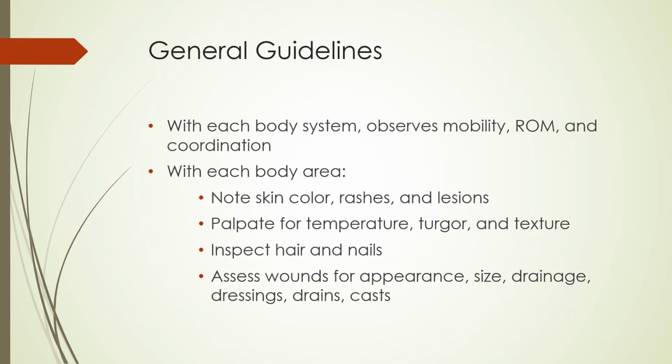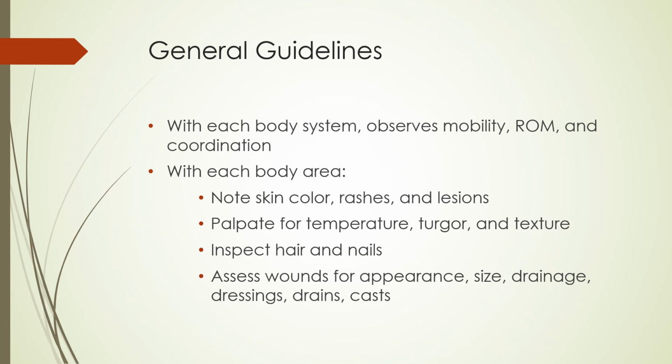General guidelines. We're getting ready to go, guys, into the systems now. Each body system observes for mobility, range of motion, and coordination. With each body area, you need to note the color of the body area, the skin color. Check if each body area has any rashes or lesions, inspect the hair and nails, palpate for general texture, turgor, temperature, and assess for any wounds, size, drainage, any dressings, casts, Foleys, any type of drains. When you first go into this patient's room, just a general overview, this is what you're looking for, okay?